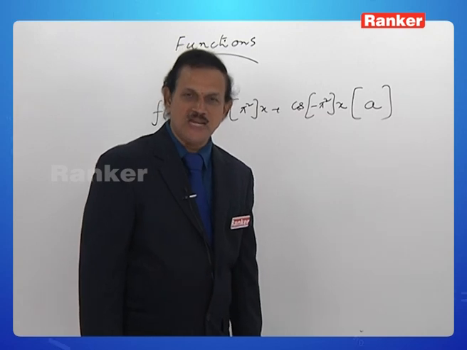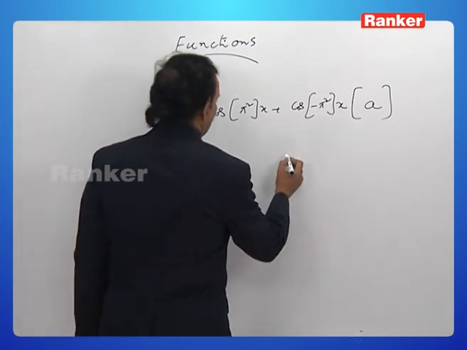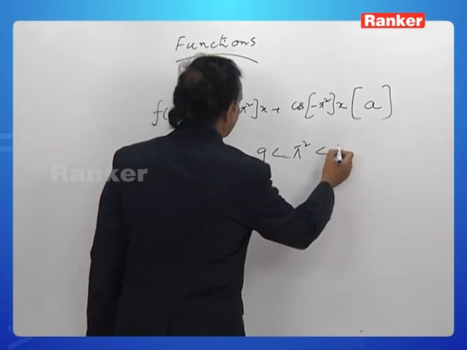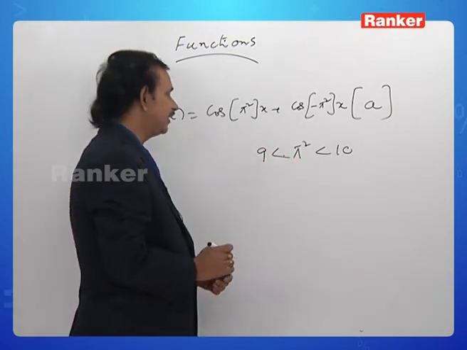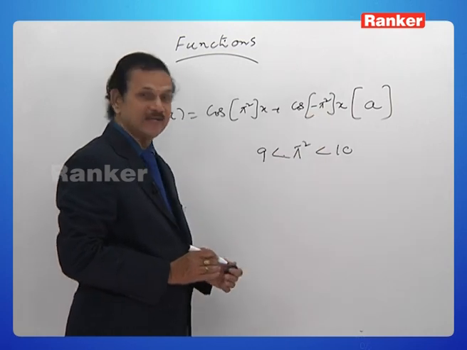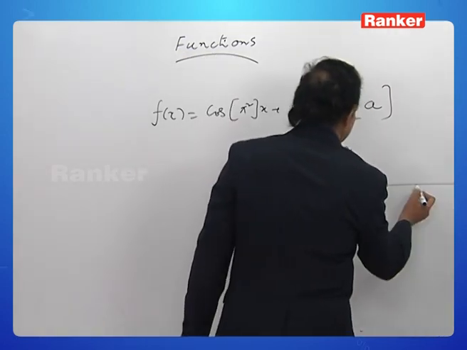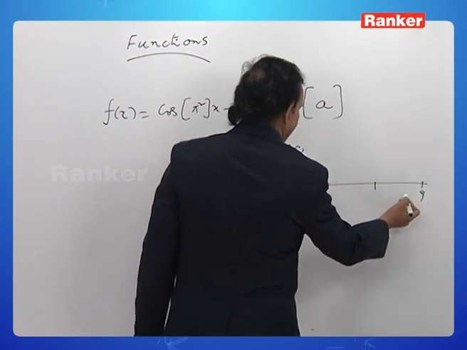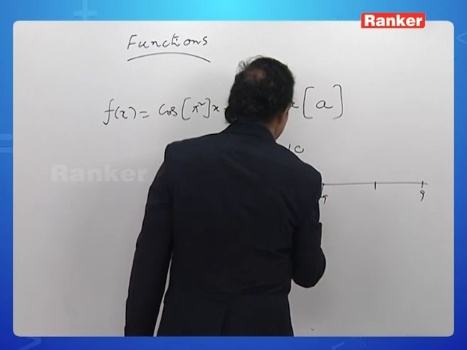To choose the correct option, let us first study f of x very carefully. To know this, let us recall pi square lies between 9 and 10. So integral part of pi square is 9, whereas integral part of minus pi square is minus 10. On the number line, it's very easy to notice that. You see, this is 9. This is minus 9. Say minus 10.